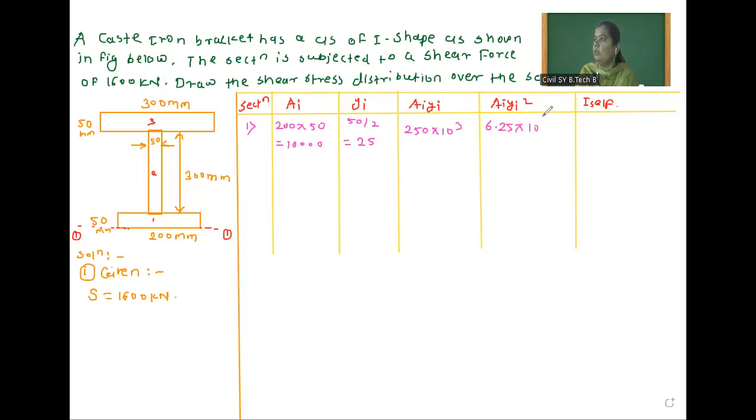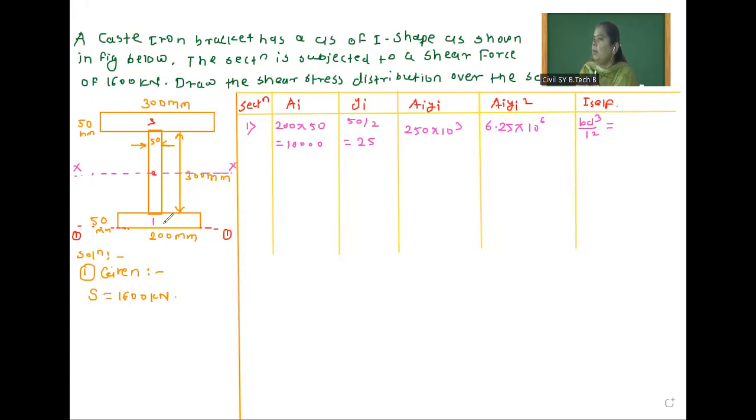6.25 into 10 to the power 6. After that, we have to find out the moment of inertia for that particular section. And this particular section is a rectangular section. So, moment of inertia for a rectangular section is BD cube by 12. And this B and D depend on about which axis we are going to find out moment of inertia. So, we are going to find out about the x-axis.